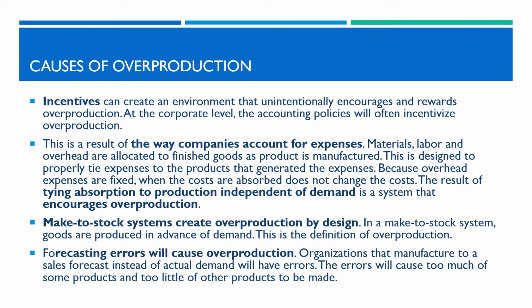Make-to-stock systems create overproduction by design. In a make-to-stock system, goods are produced in advance of demand. This is the definition of overproduction. Forecasting errors will cause overproduction. Organizations that manufacture to a sales forecast instead of actual demand will have errors. The errors will cause too much of some products and too little of other products to be made.